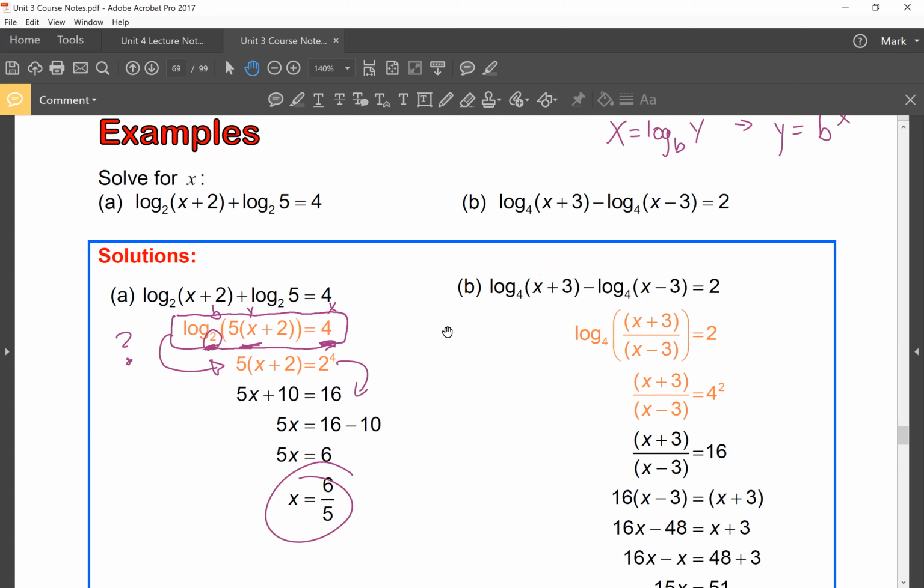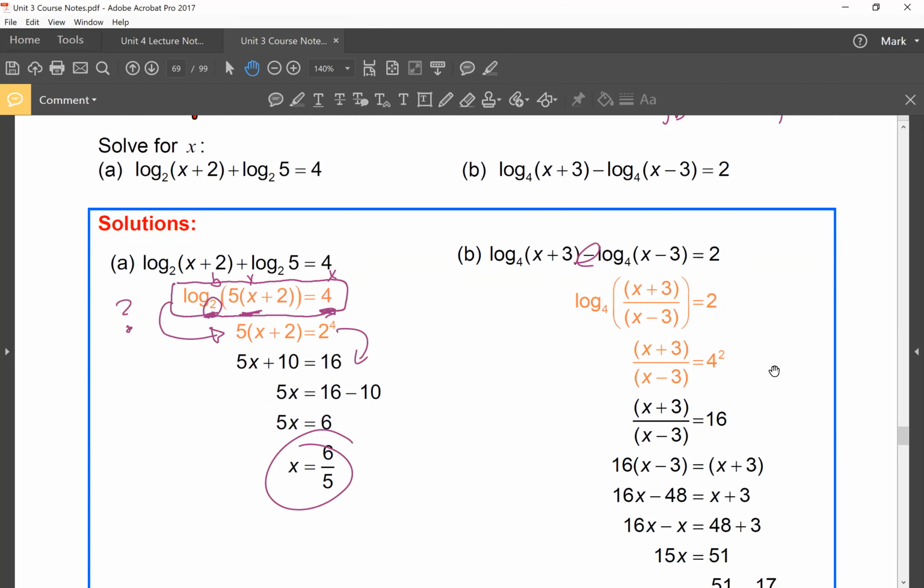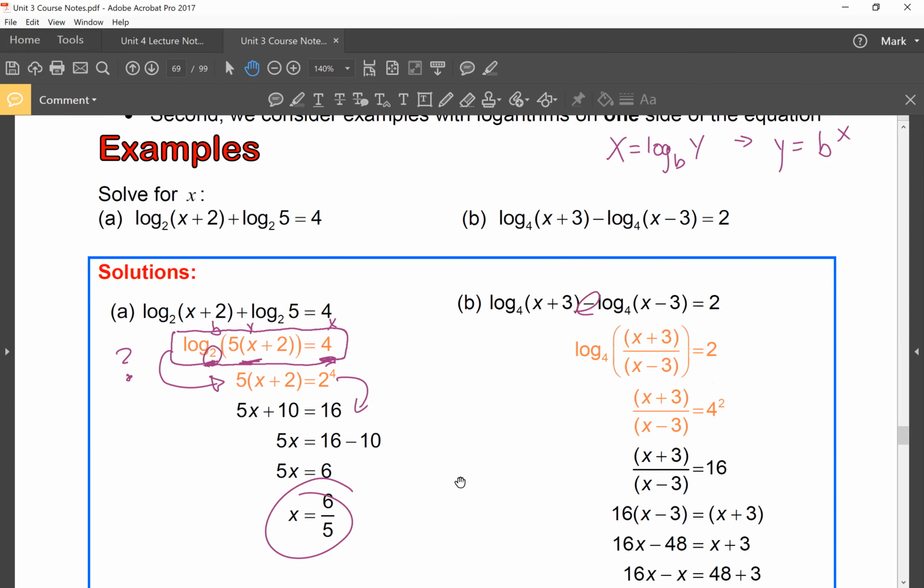Okay, so let's look at this one. B. So log base 4 of (x plus 3) divided by (x minus 3). So that's there. Now, once I have log base 4 and I have my term here, what I'm going to do is turn it into exponential form.